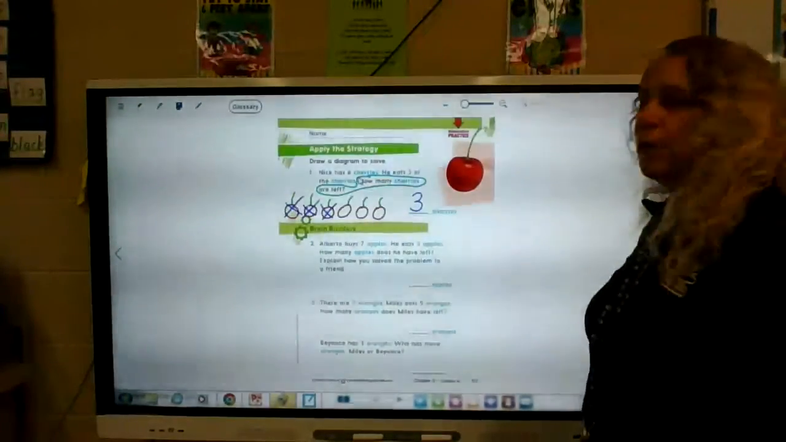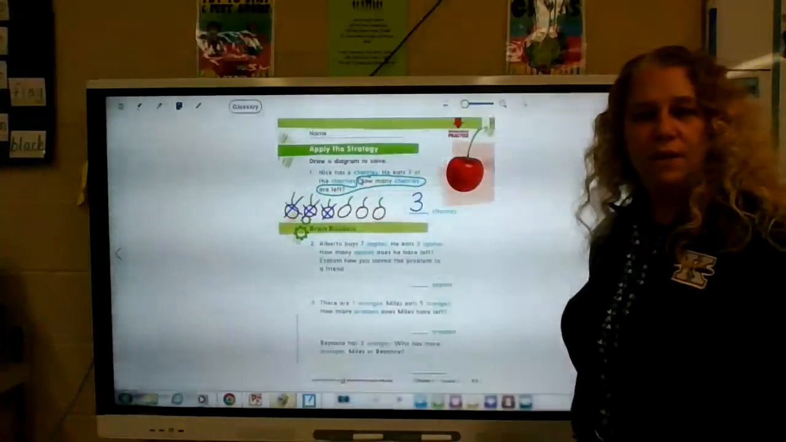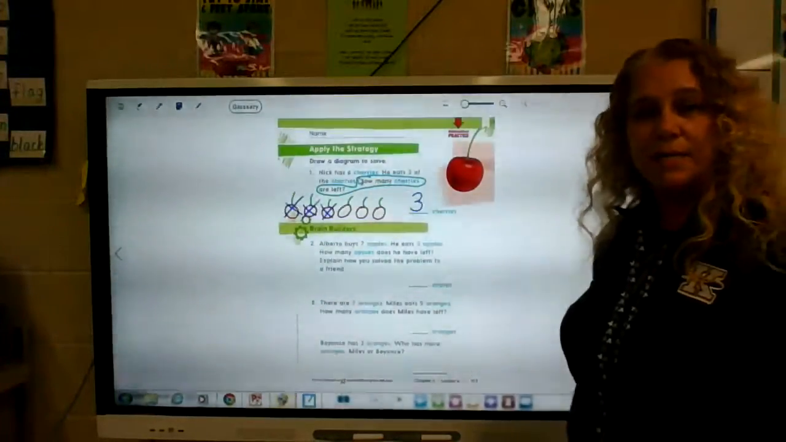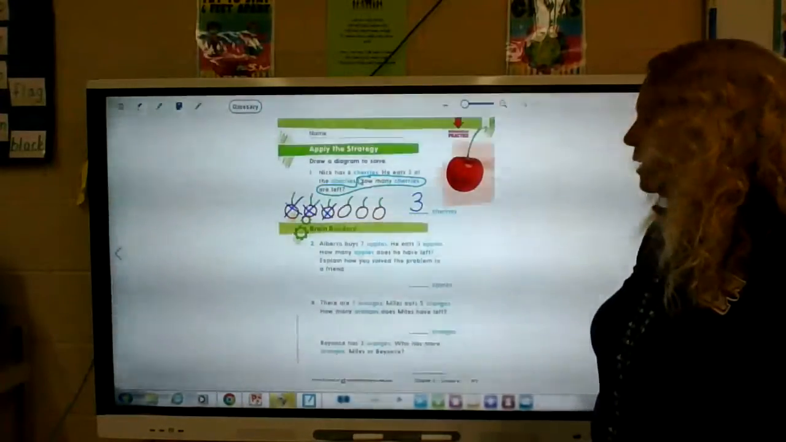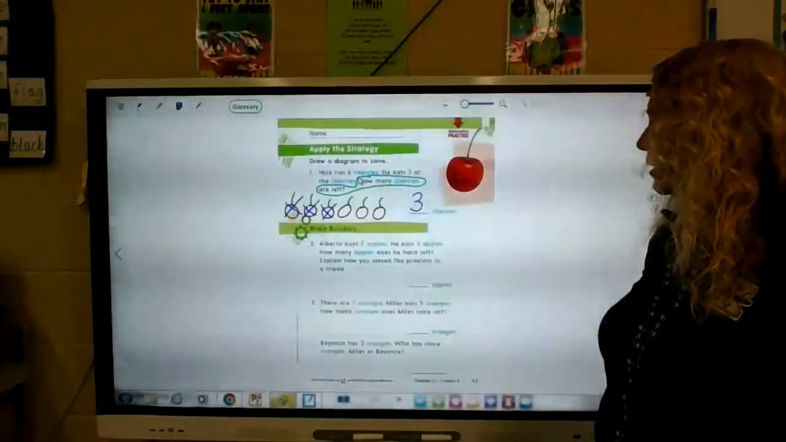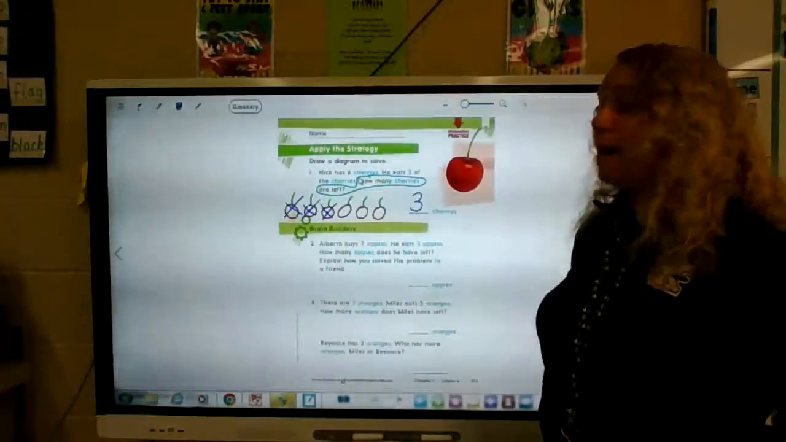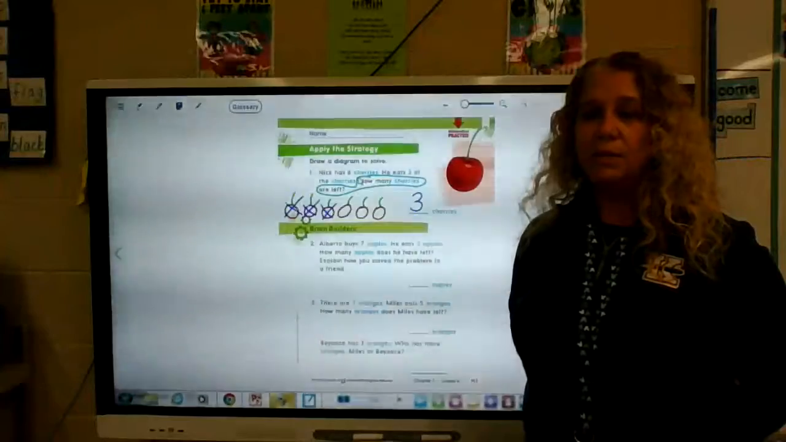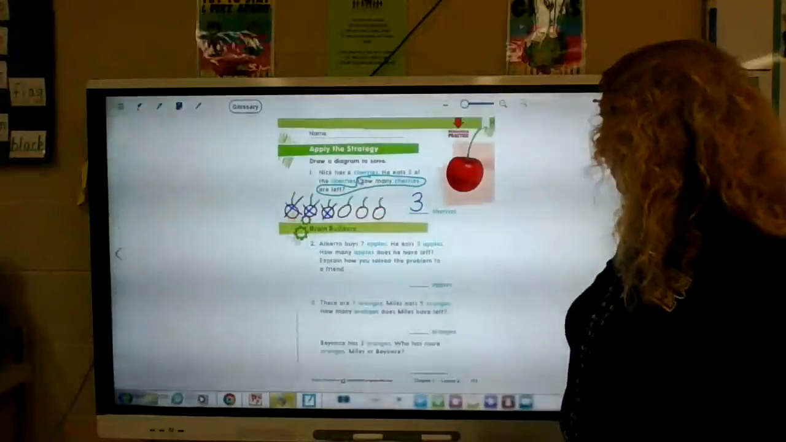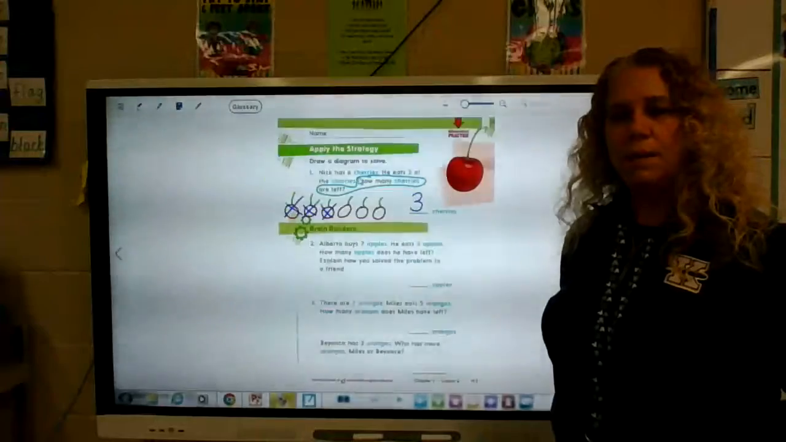Okay, down here it says these are brain builders. Okay, I'm going to read number 2, and I want you to try to solve it on your own, and then we'll talk about it. All right, so it says, Alberto buys 7 apples. He eats 3 apples. How many apples does he have left? You can draw a diagram and figure out. He buys 7 apples, and he eats 3. So draw your 7 and then cross off 3. Go ahead and pause me and come back.